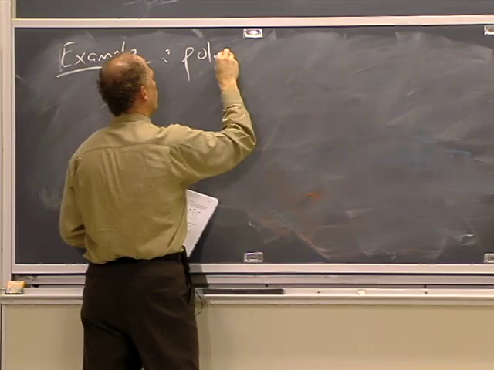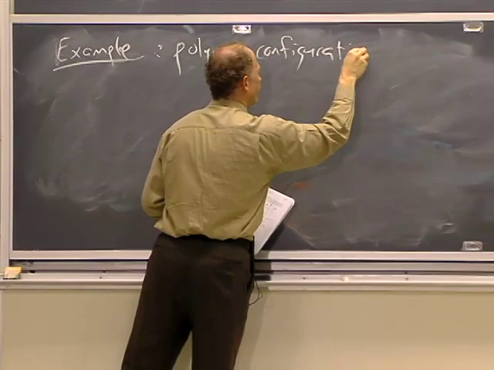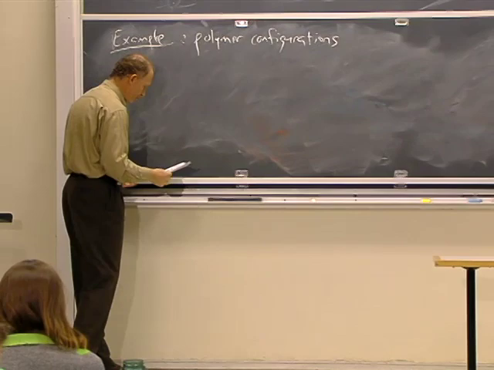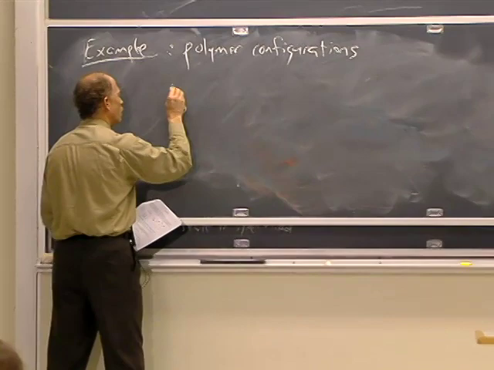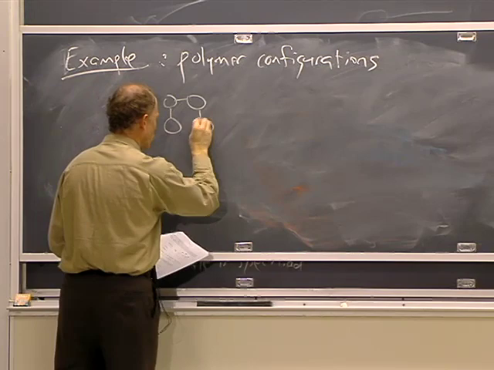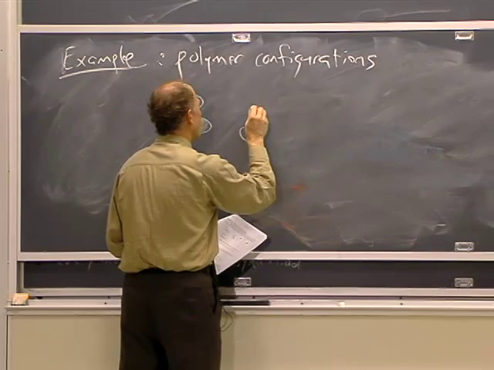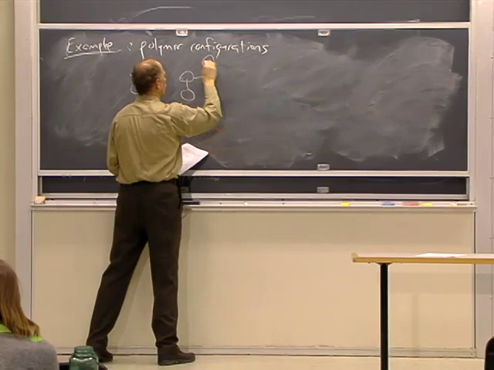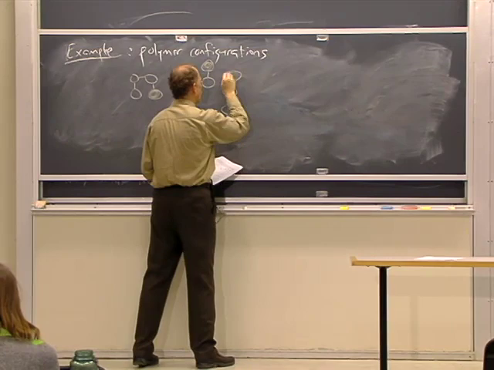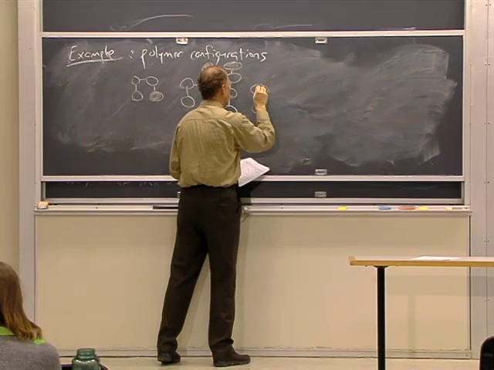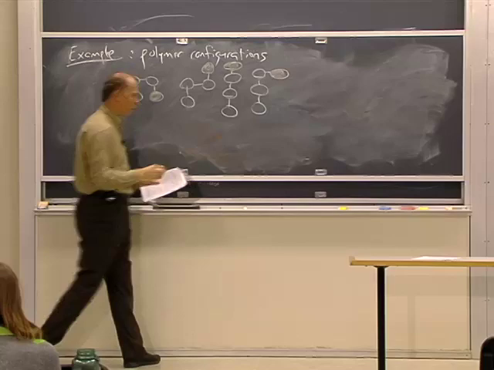So we'll think about polymer configurations. Let's look at a few configurations. Here's going to be one. I'm going to label this one here. And then here are a few others. Okay, so I've labeled them this way so that you can see how they are distinct from each other.